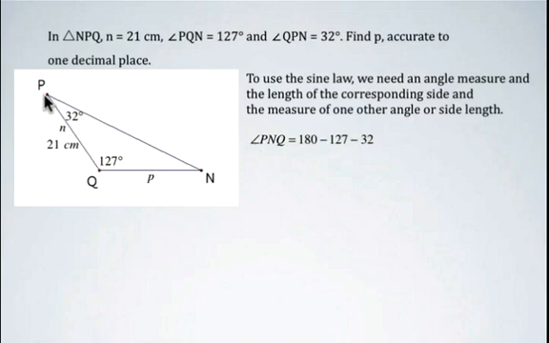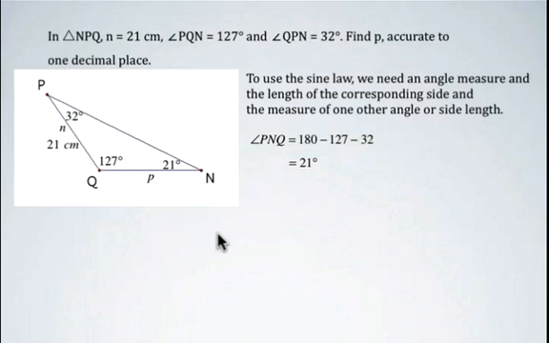So the angle PNQ is going to be equal to 180 minus the other two angles. We subtract the other two angles. So angle PNQ is equal to 180 minus 127 minus 32, which is equal to 21 degrees. So now we know this angle measure. And so now we can use the sine law because we have an angle measure and the corresponding side and one other angle measure. So we can find side length p.